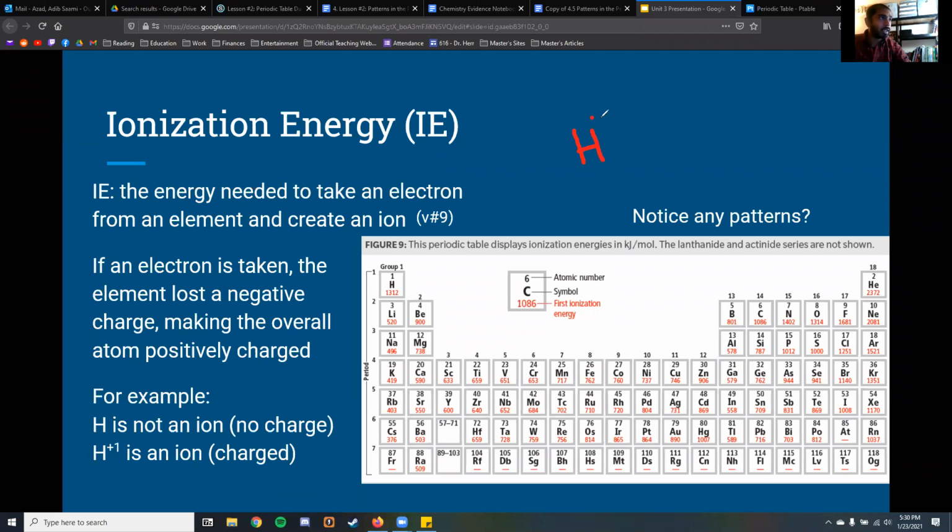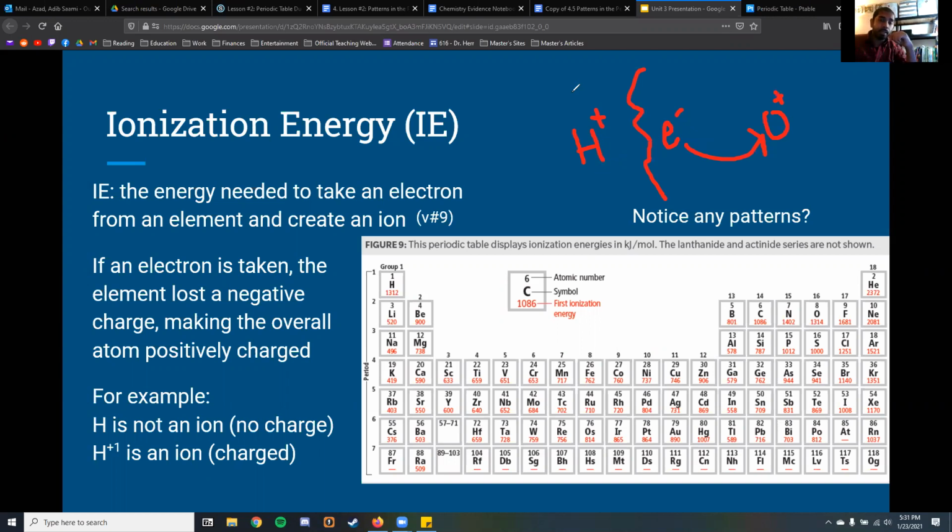Hydrogen's chilling. It's a single proton, and it's got a single electron. Let's say oxygen comes in with its extreme positivity and just kind of takes the electron. What happens is that hydrogen has become an ion, and so it is positively charged.